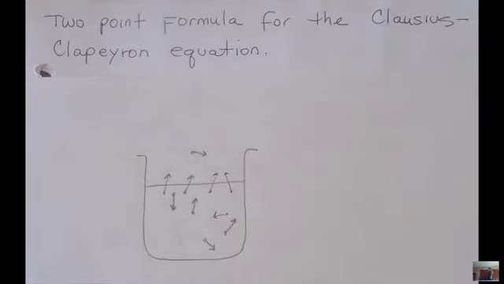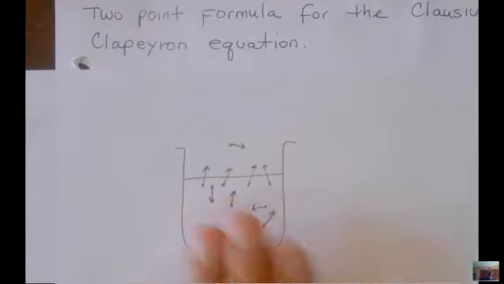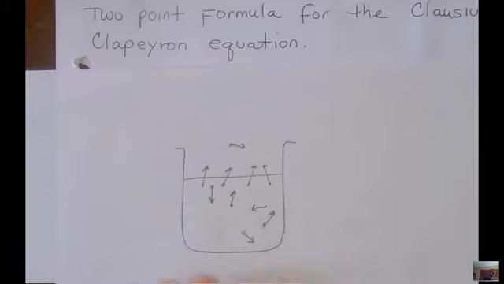Hi, Chem 240. This is a special video about the Clausius-Clapeyron equation, which can be a little bit difficult to understand and work with. So this is a small video that we're going to put in chapter 11 because that's where it's covered. So I have a pure liquid here, and it's at a certain temperature.